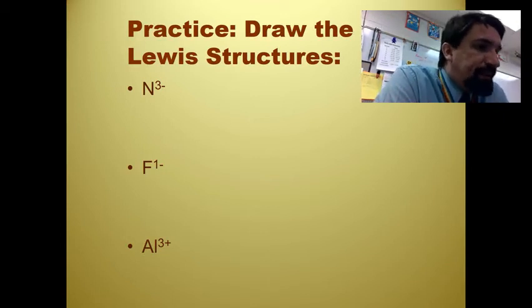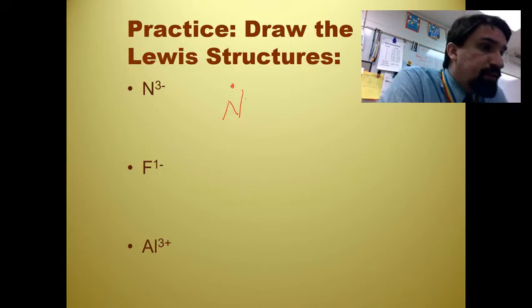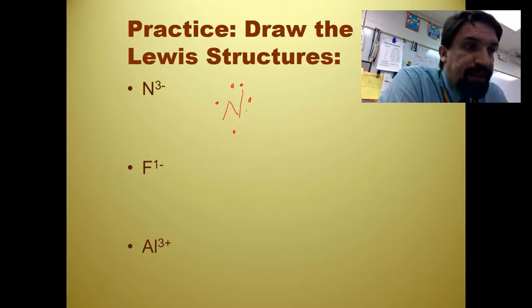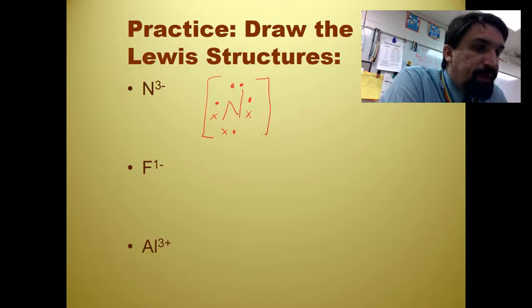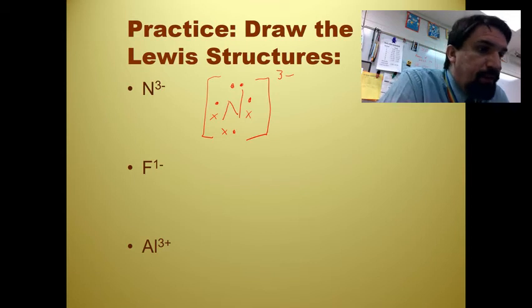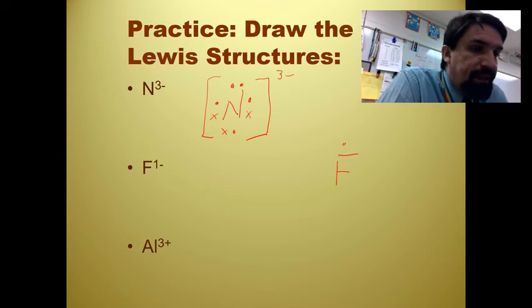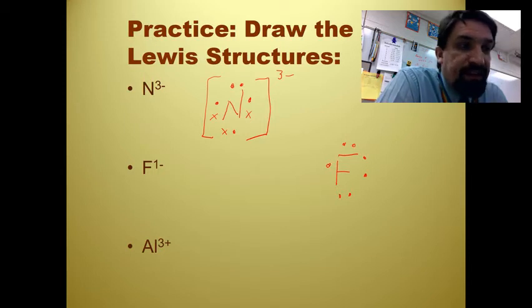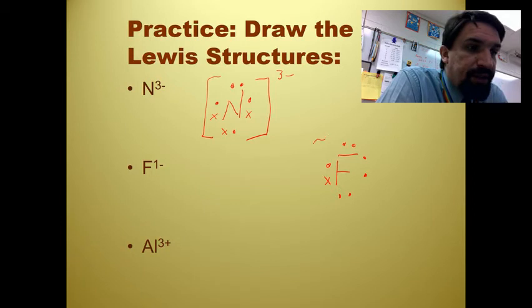All right, now that we're back, check this out. Nitrogen is going to look like this. Nitrogen usually has 5 valence electrons according to its placement on the periodic table. So it usually looks like this, but it's got 3 extras. So I'm going to draw 3 X's. And then I'm going to go ahead and put a square bracket and the charge. Fluorine has 7 valence electrons plus the extra 1. So again, that's going to go inside a square bracket with a charge on the outside.